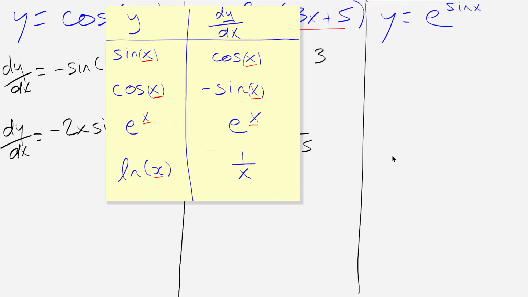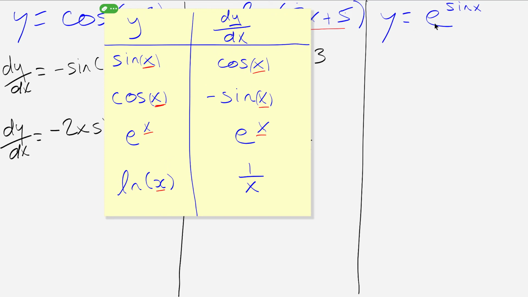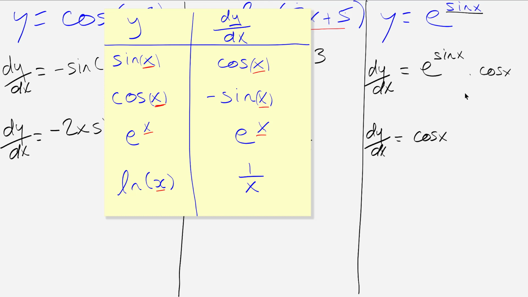Moving on to our final example here. y is equal to e to the power of sine x. So e to the power of x differentiates to e to the power of x. So therefore, e to the power of sine x will differentiate to itself, e to the power of sine x, times, once again, the derivative of the inner function. So times the derivative of sine x, and the derivative of sine x is cos x. So we can say dy/dx is equal to cos x times e to the power of sine x. And that is how we do the chain rule.